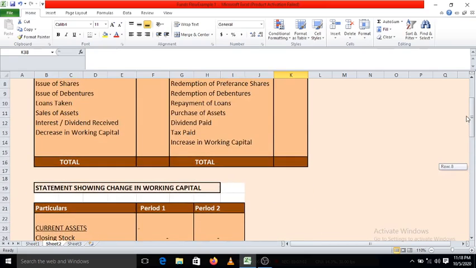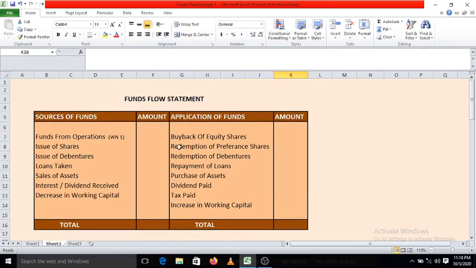Now we can write in our fund flow statement. This is our format. You can check where it is given. Increase in working capital is on the application side. So here, increase in working capital 50,000.